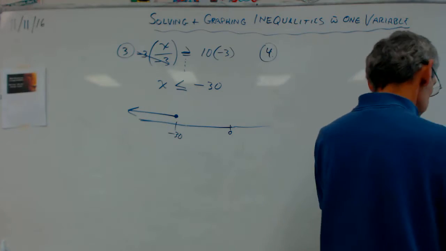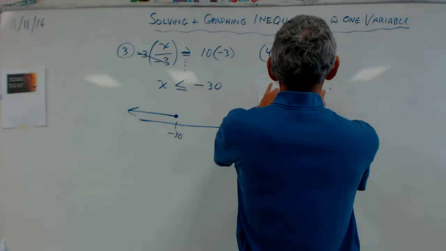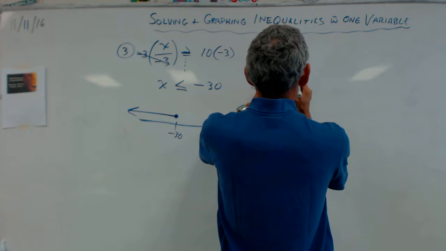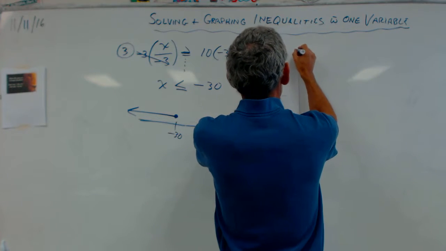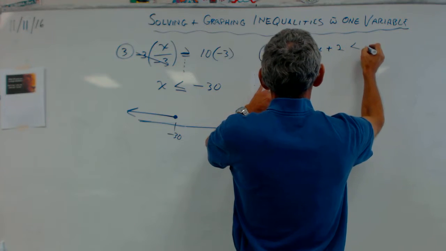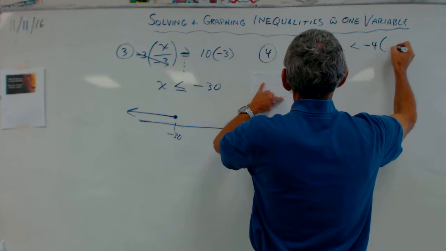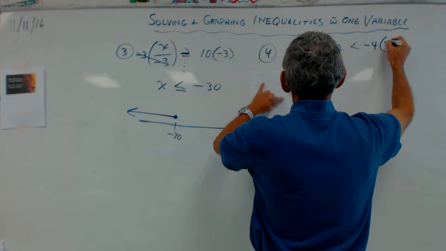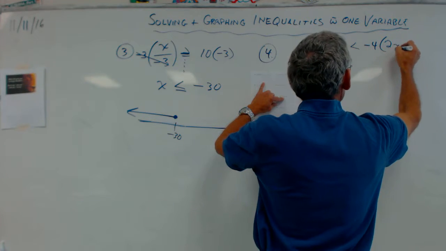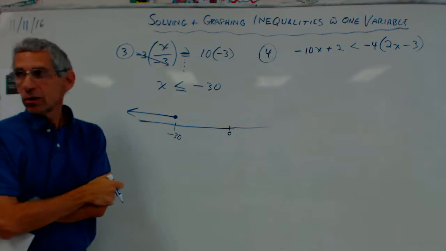Okay, number 4. See if I can find one that's harder. All right, how about this? Negative 10x plus 2 is less than negative 4 times 2x minus 3. Something like that. Okay, so that looks a little harder.